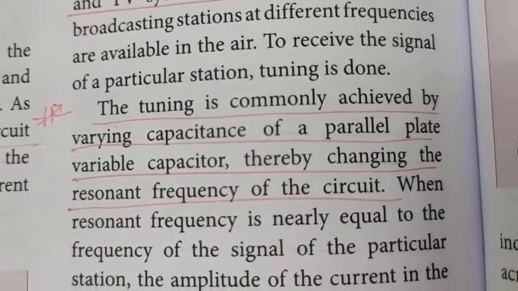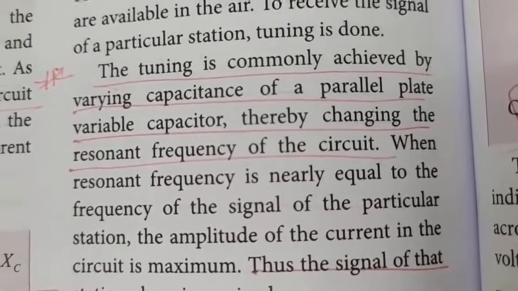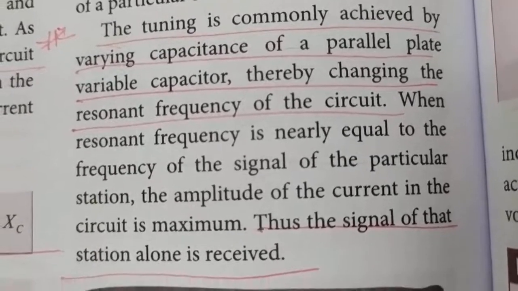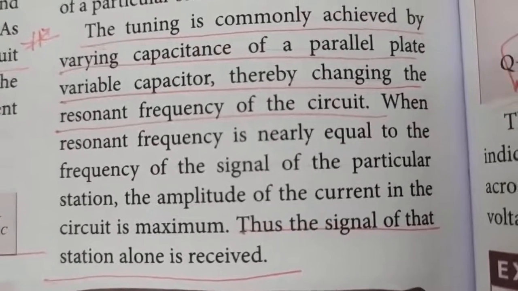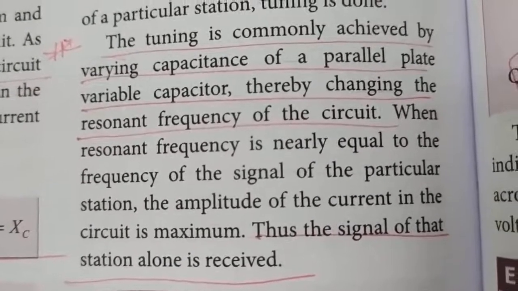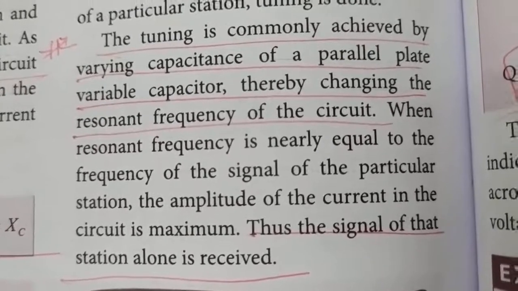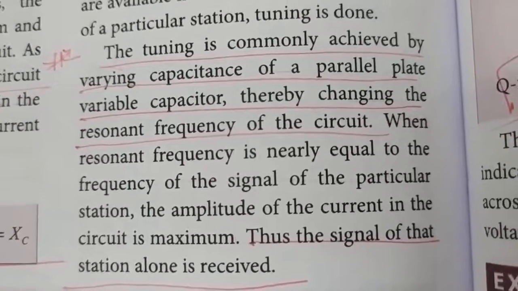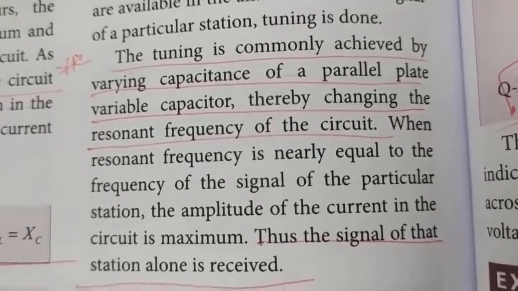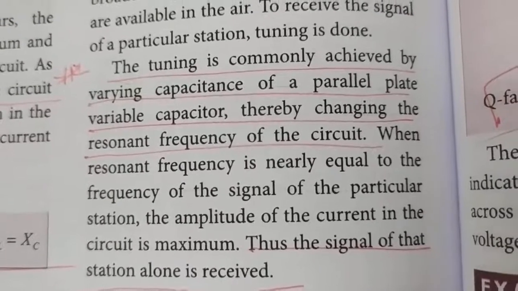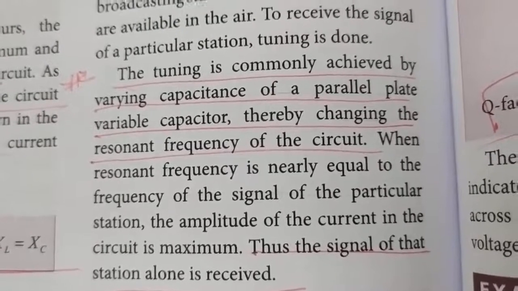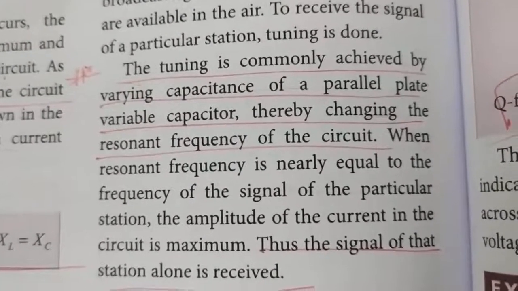And this resonant frequency is nearly equal to the frequency of the signal of the particular station, and the amplitude of the current will be maximum in such a case. Thus the signal of the station alone is received. For example, if you tune a radio for a particular station, for example Trichy station, then what will happen? In air the frequency will be there, and we are setting our receiver for that particular frequency, and if the resonance condition takes place, the current will be maximum, and at maximum value of current you can get the circuit tuned.